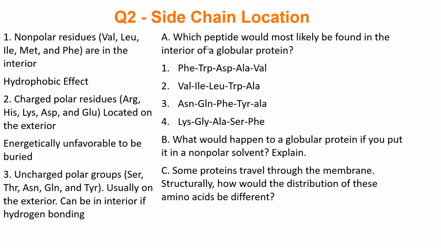So it seems like the majority of us got this, where valine, isoleucine, leucine, tryptophan, alanine is your most likely peptide to be in the interior, because these are all hydrophobic. So aspartic acid, negative, so that's not going to be in there. Asparagine, glutamine, these are polar, so it is possible, but not as likely as 2. That's why I'm saying most likely. Lysine, positive, definitely not. So 2 is your best answer there.